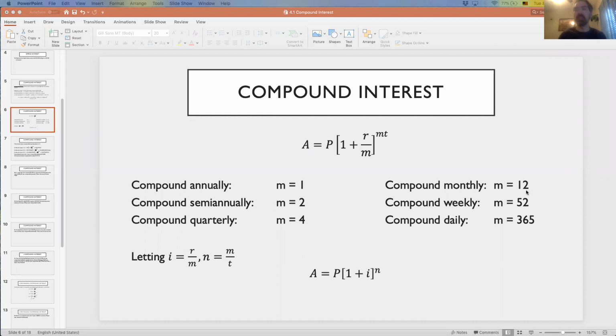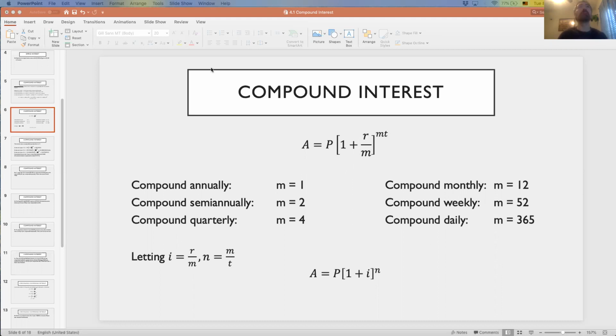Compounded monthly, 12 times in a year. Weekly, 52 times a year. And daily, 365 times a year. And so this M, we're calling M the number of times that we deposit the interest over a year's time. So this compound interest formula that we saw in the previous slide will be modified by dividing the rate by M and multiplying the time by M.